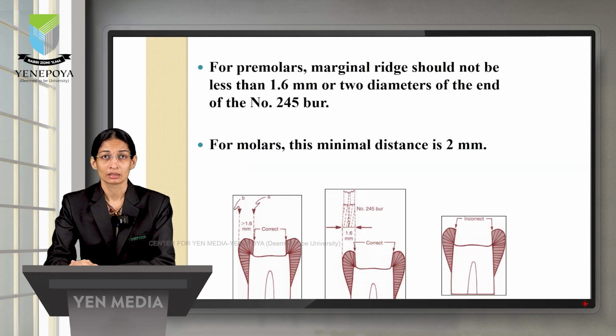For premolars, what marginal ridge thickness has to be preserved? For premolars, the marginal ridge should not be less than 1.6 mm or 2 diameters of the end of a 245 burr. Now, what is it for a molar? For molars, this minimal distance is 2 mm.